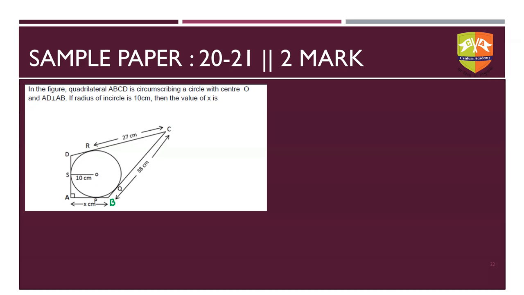Everyone is saying 21. Okay. Why 21? Okay, anyways, it's easy. Why? Because look, this will be equal to 27. Why? Equal tangents. Tangents are equal from the same point. So C is the point from where two tangents are drawn. So CR is equal to CQ is equal to 27 centimeter. So obviously BQ will be equal to 38 minus 27, which is 11 centimeter. So BQ is 11. So if BQ is 11, then my dear friend, QP is also 11.